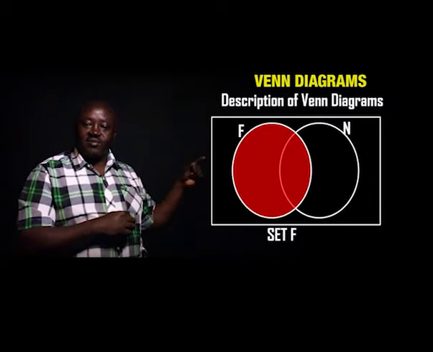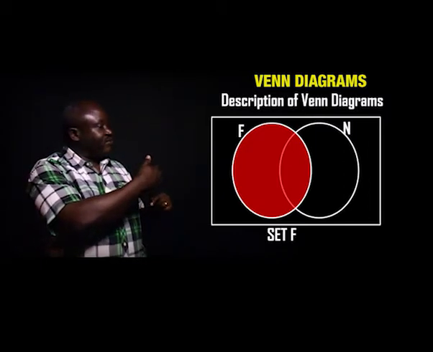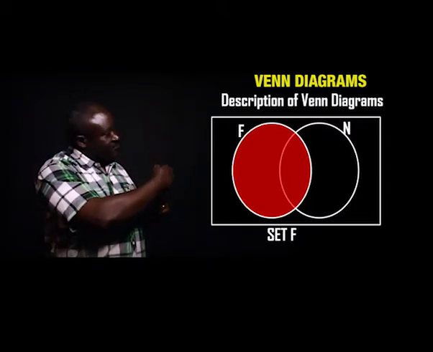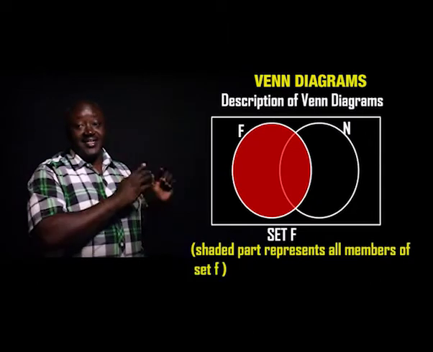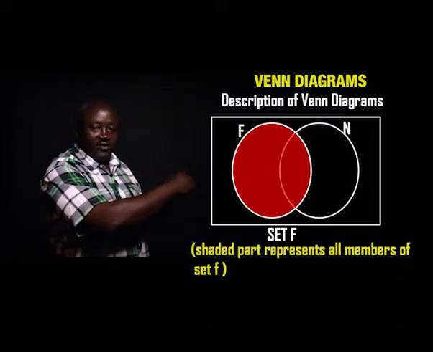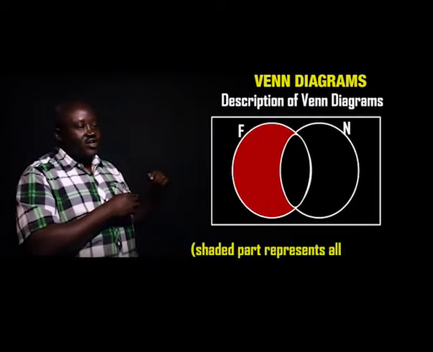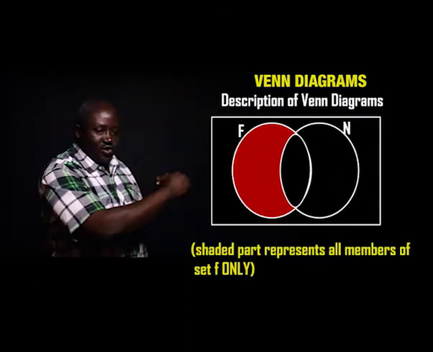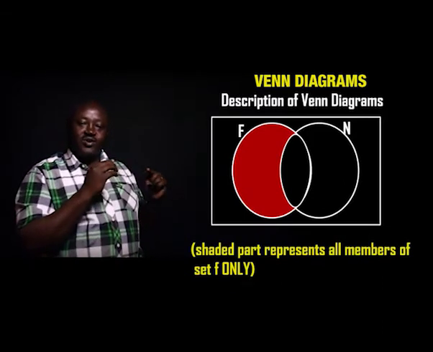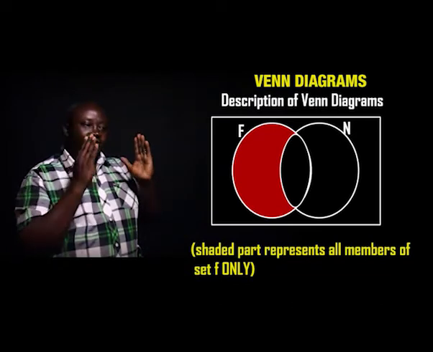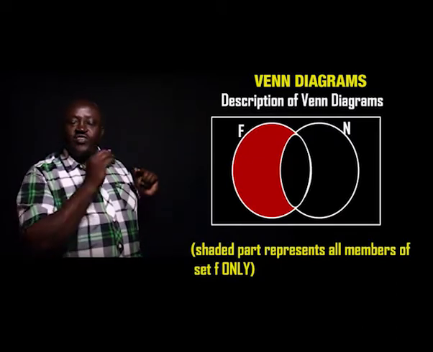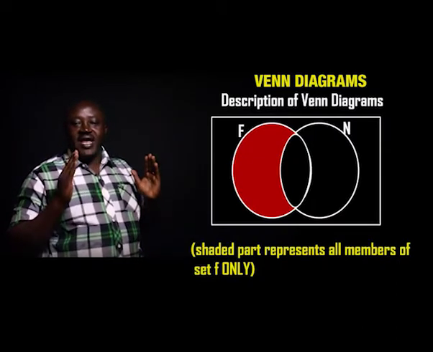Then here you can describe such a set in form of set F. That means that only F will be shaded. That is set F. Then you also have another example. After drawing another set, then you can have set F only. In that case, set F only will not include anything in N. So we shall shade only set F, meaning those are the only pupils playing football.